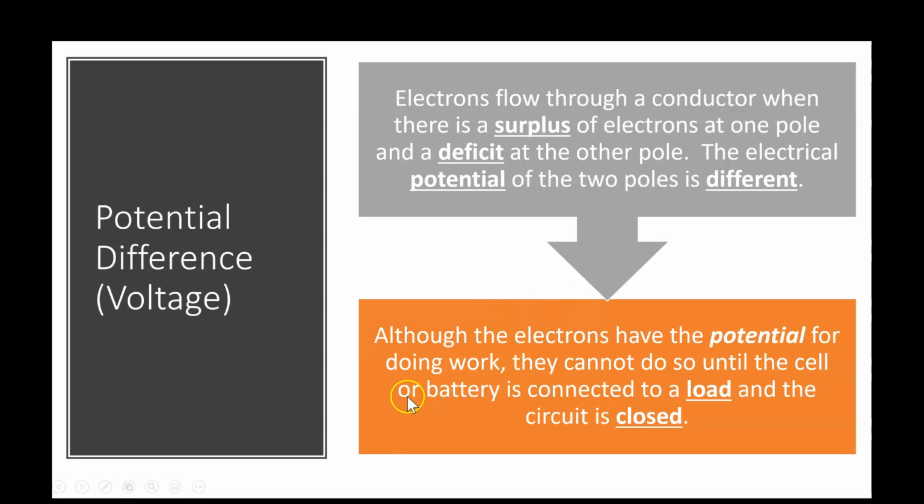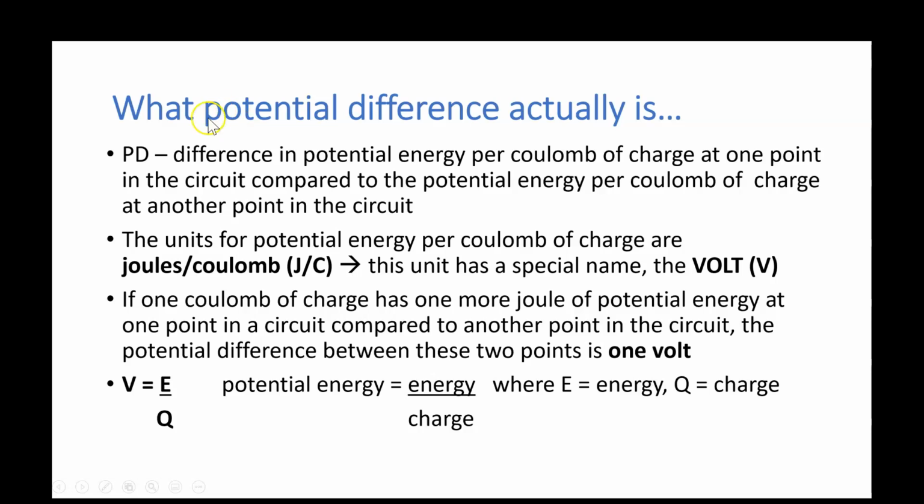Although the electrons have the potential for doing work when they are at that negative terminal, raring to go, they can't do any work until the battery is actually connected to a load, any type of load, and those conducting wires, and the circuit has to be closed. So that's what potential energy does. Now, what potential difference actually is.